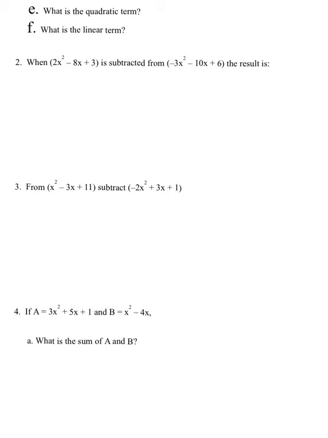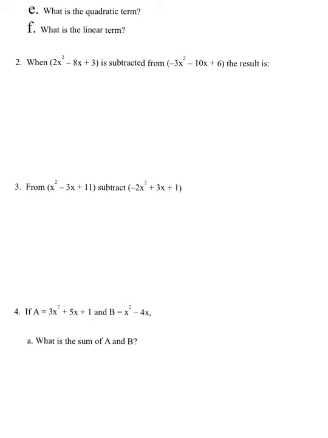This video solution is for question number 2 on the review sheet. The tricky part about question number 2 is making sure that you set the problem up in the correct order. When 2x squared minus 8x plus 3 is subtracted from negative 3x squared minus 10x plus 6, the result is. We need to make sure that the from polynomial goes first.